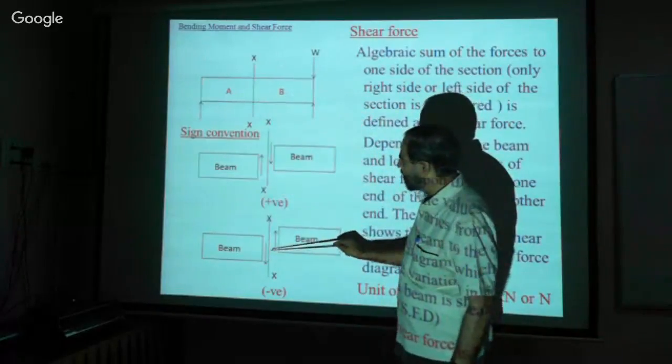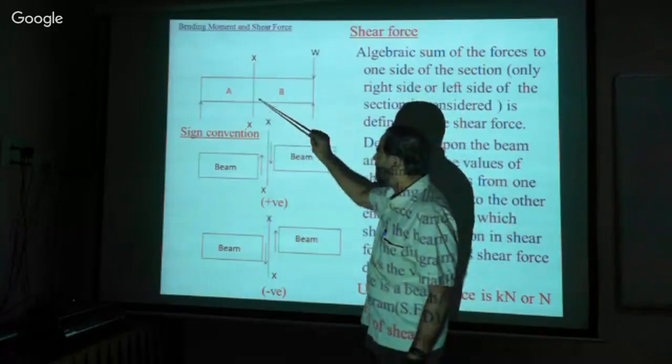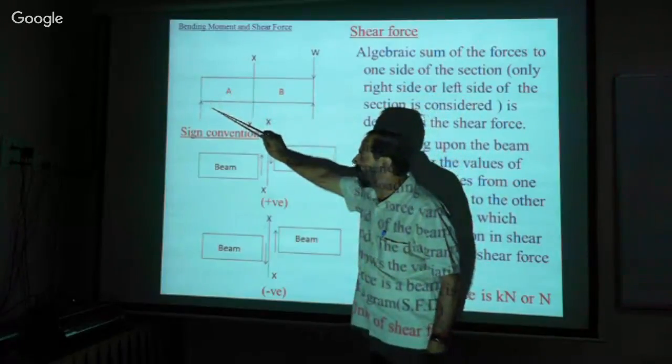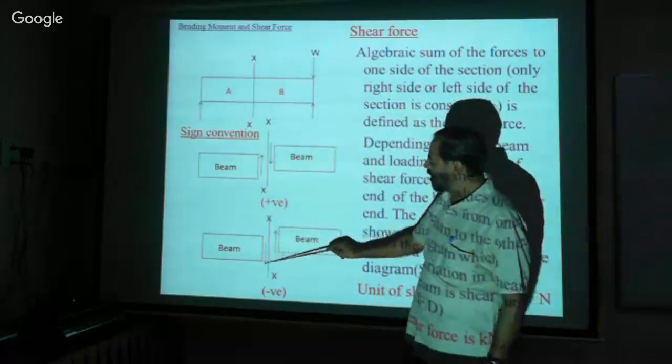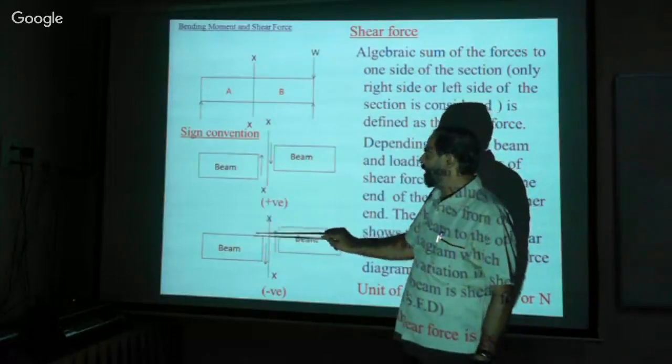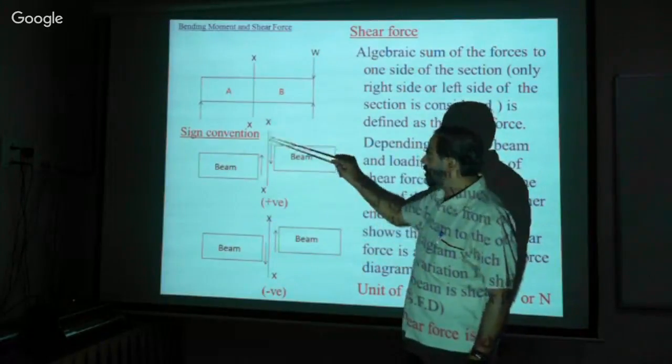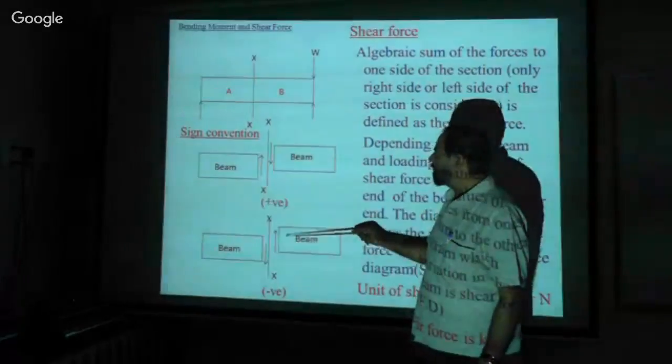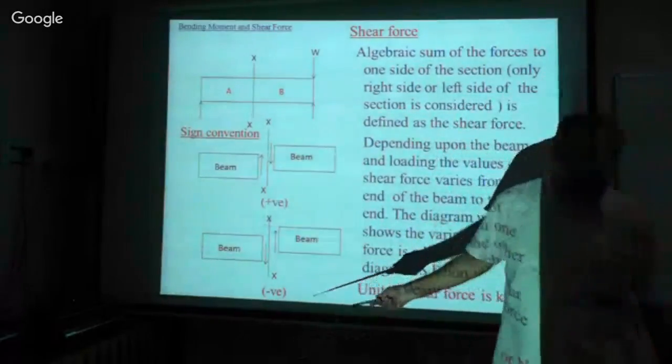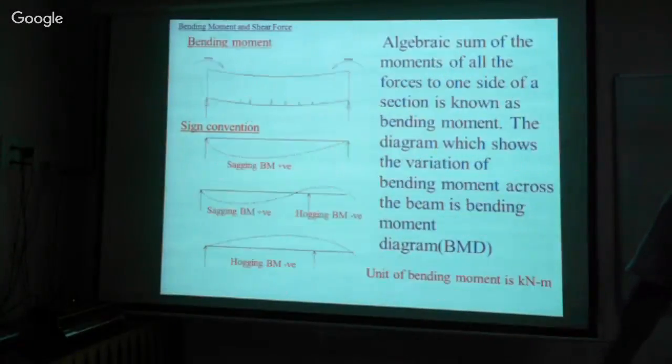Now if you consider the section here, and you get the result on the left hand side as negative, downward, then it is negative shear force, and vice versa. This is how the sign convention is adopted in our discussions throughout the subject.